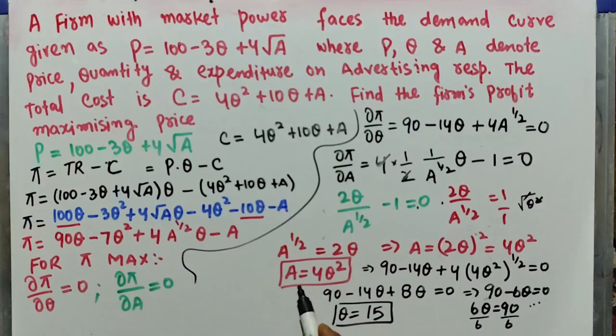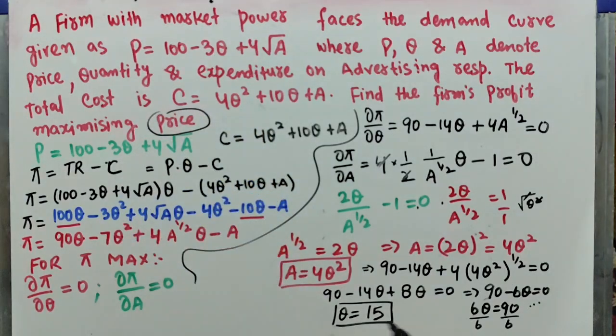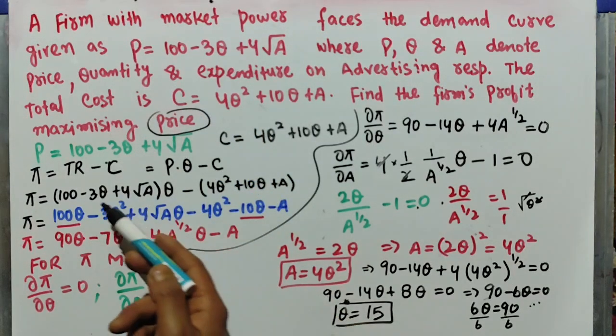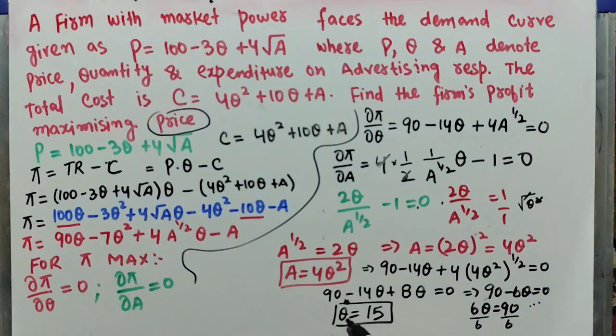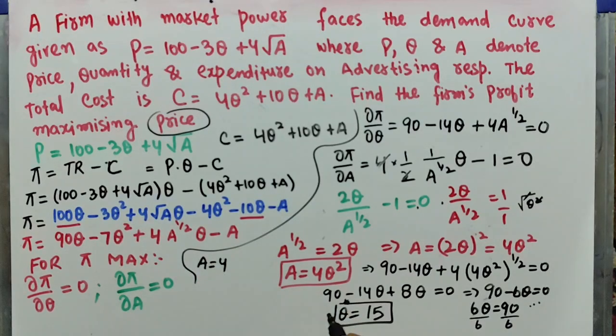Now we need to find out the value of the level of advertising here. We are supposed to find out the profit maximizing price, and for that we need to find out the profit maximizing level of output. Why? Because this is our demand function, so we need to find the value of Q, then the value of A. Since A is equal to 4Q square, A is equal to 4 times 15 square.